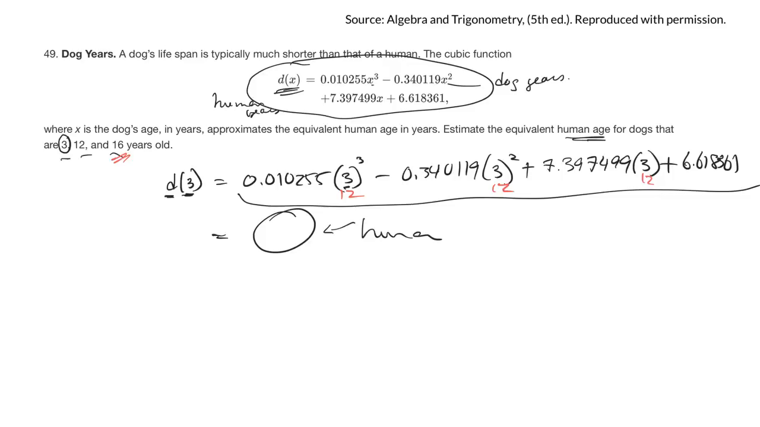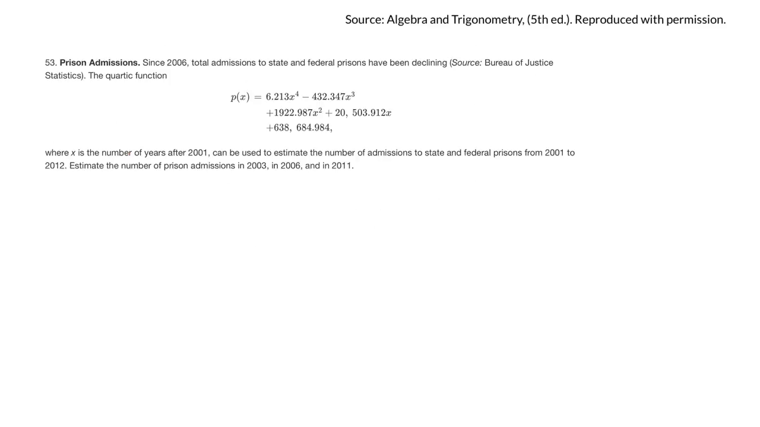Okay, the next is very similar. Prison admissions since 2006. You can define that prison admissions where it says x is the number of years after 2001 can be used to estimate the number of prison admissions to state and federal prisons. Okay, so this whole function will do that. So x stands for the number of years after 2001.